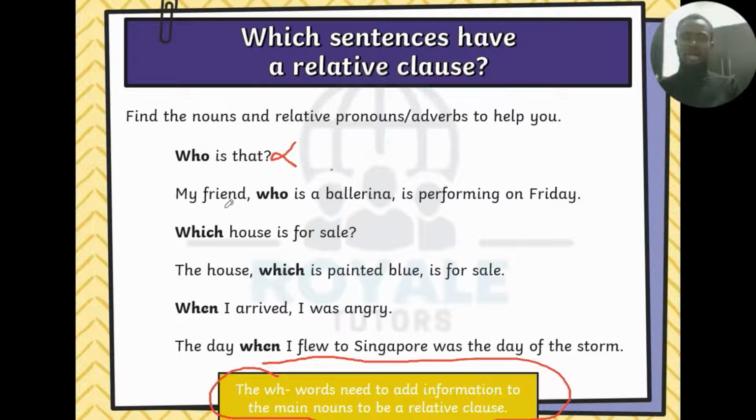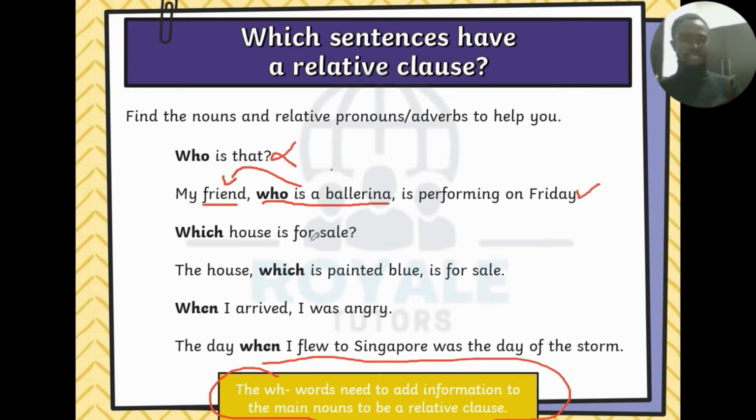What about the second one? My friend, who is a ballerina, is performing on Friday. How do you say this? Who is a relative pronoun, right? And it's introducing a relative clause. Aside from that, it's acting as extra information to the friend. It's telling us what kind of friend it is. So this is a go. Now you're going to do the rest yourself.